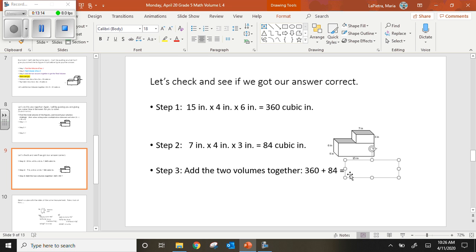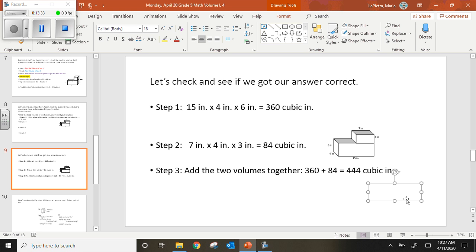In step three, you had to add the two volumes together. So you had 360 plus 84. So your total answer should be 444 cubic inches. Nice job if you got that right.